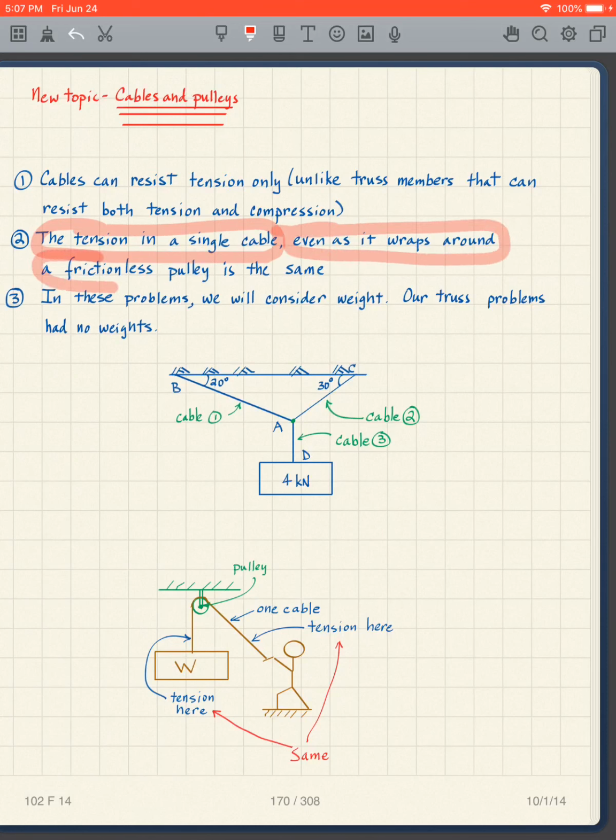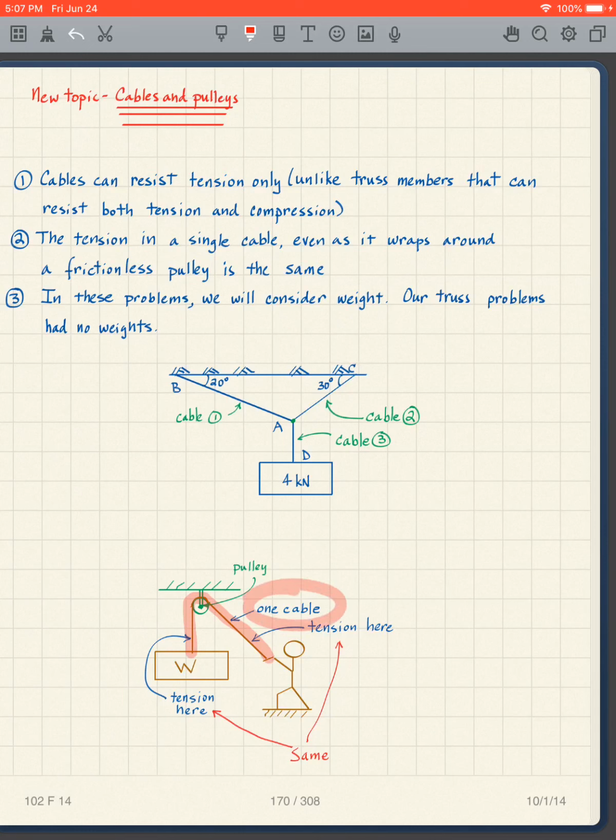Okay, so the other thing is the tension in a single cable, even as it wraps around a frictionless pulley, is the same or constant. So in other words, here is a pulley, and here I have a single cable wrapping around that pulley. It's one cable. In other words, I can follow it here. It goes from the weight around the pulley to the person holding it down.